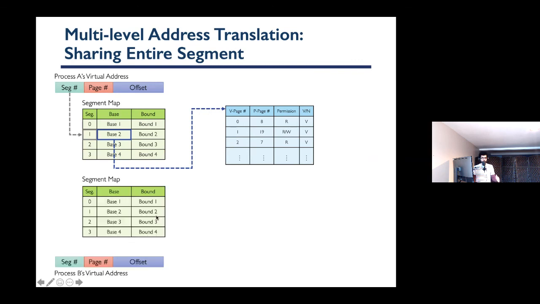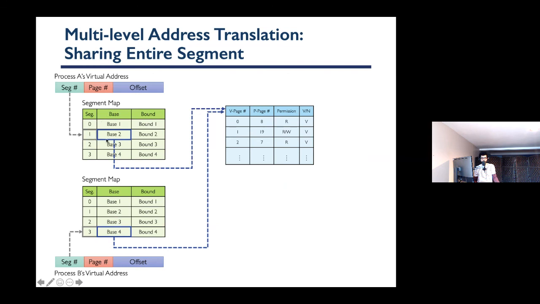So some other points that we can make before ending this lecture is, with a multi-level address translation, you can either share individual pages, as we saw when I was talking about page table address translation, or you can actually share an entire segment. Let's say you could have a shared segment for your library, and then by sharing in your segment map, you can share the entire segment by just using the same address for the page table for both of these two segments.